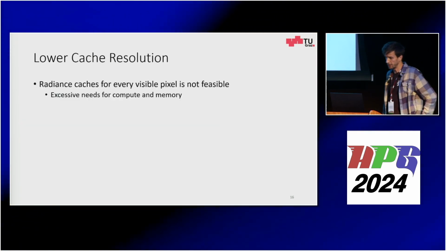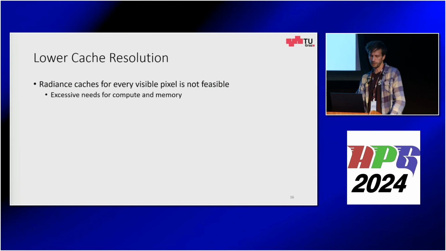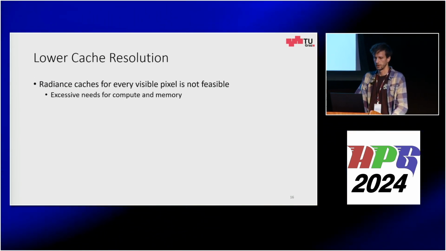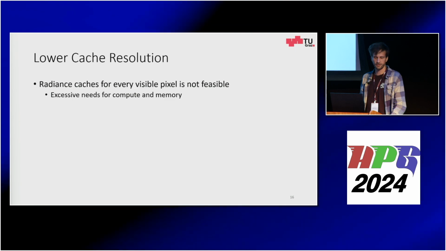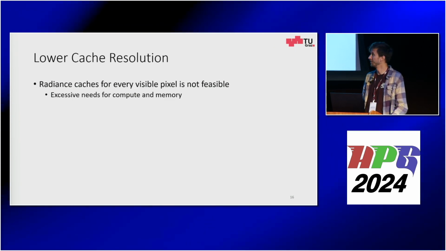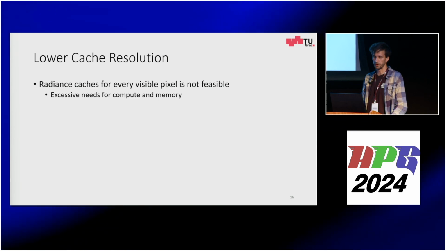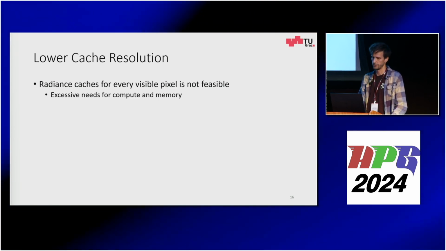So let's talk a little bit about the MIP bias now. MIP bias is used for lowering the cache resolutions. Having a radiance cache for every screen space pixel is simply too expensive. It's too much compute and memory. Therefore, we want to have caches span a larger area.